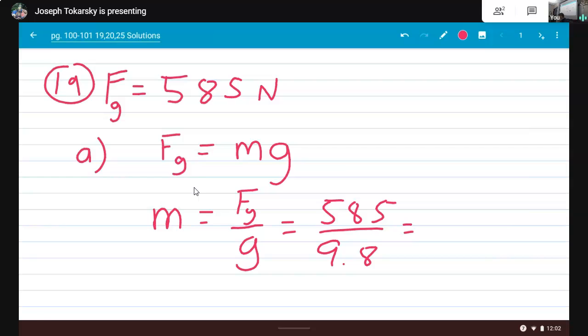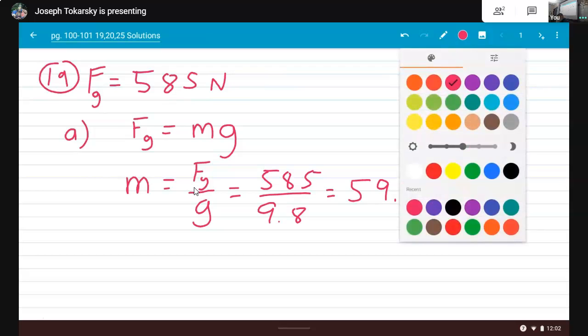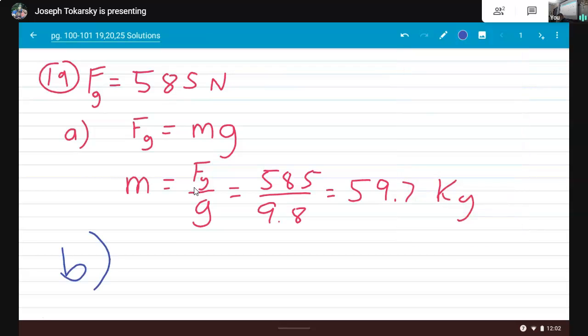And that comes out to be about 59.7. What's the units on that again? Kilograms. But what we've got to realize now is that mass is good anywhere in the universe, whatever it came out to be, 59.7, right?